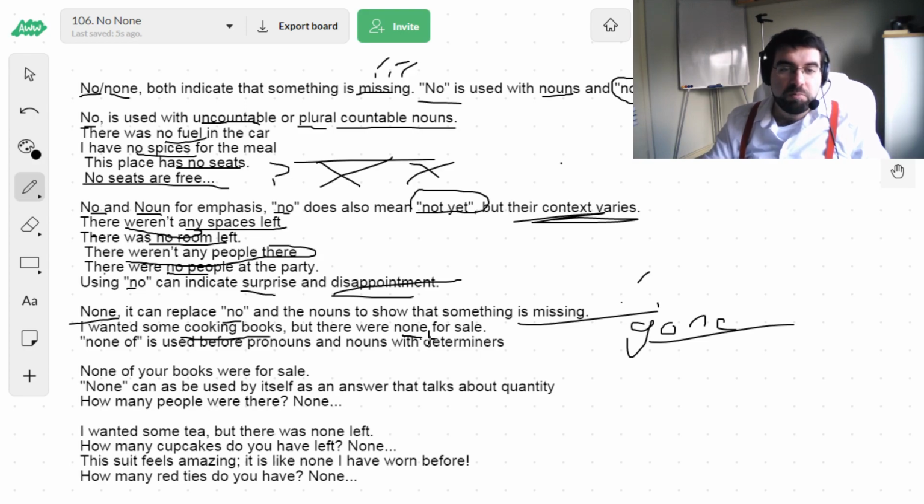None is used before the pronoun and nouns with determiners. But there were none left. There's very little left. There's next to nothing left.